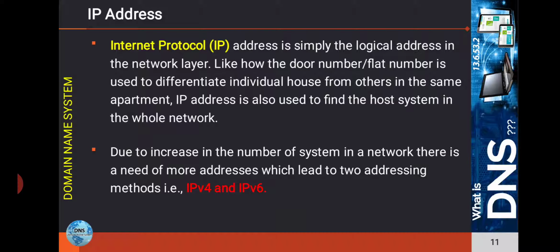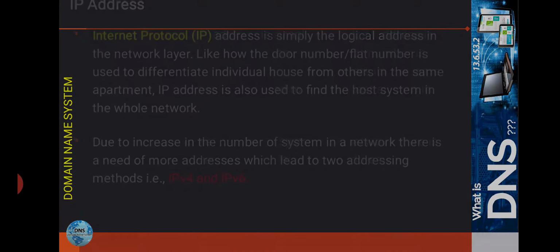So each and every network has a separate IP address, so that it is easy to identify. That means it is easy for the user to identify the website. Due to the increase in the number of systems in a network, there is a need for more addresses, which led to two addressing methods. So here we have two types of addressing methods: one is IPv4 and the other one is IPv6.